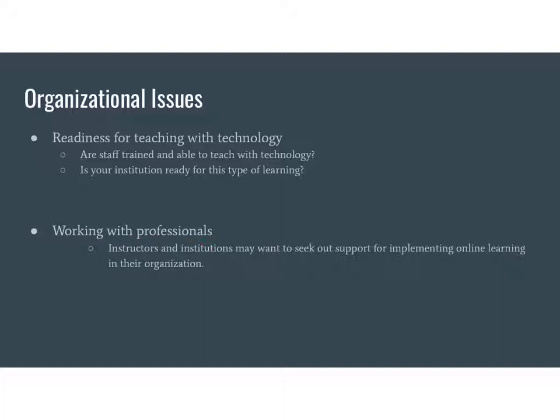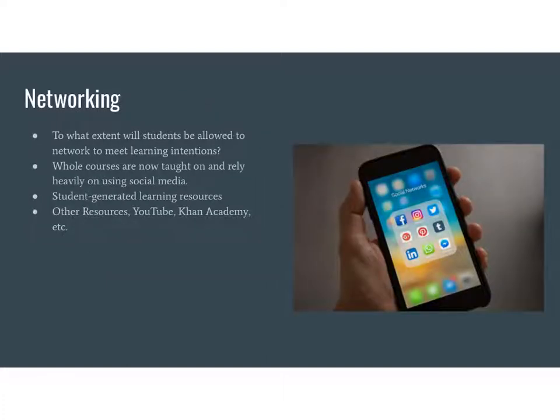Finally, then we have working with professionals. So instructors and institutions may seek out support for implementing online learning in their organization. The next part of the SECTIONS model is N, which stands for networking. So we have to ask some questions here, like to what extent will students be allowed to network to meet their learning intentions? Can they use things on social media? Can they seek out professional guidance online? Can they look to the experts to answer questions and to help them with the course material?